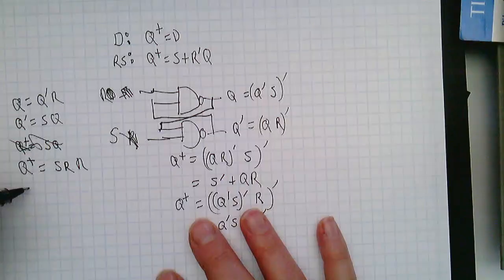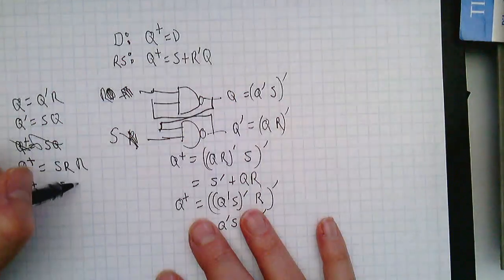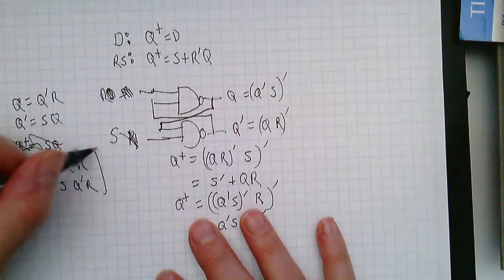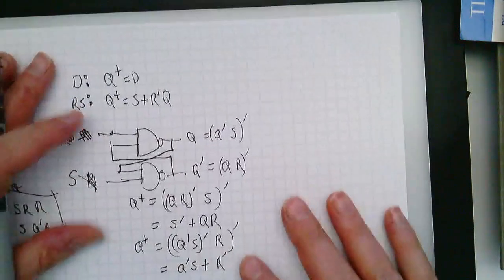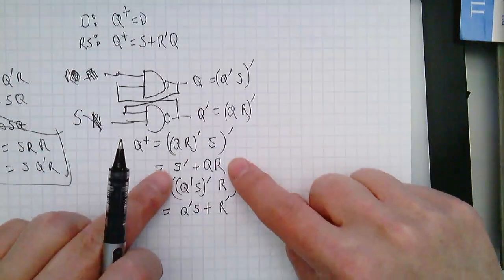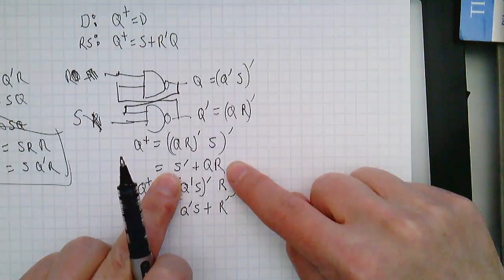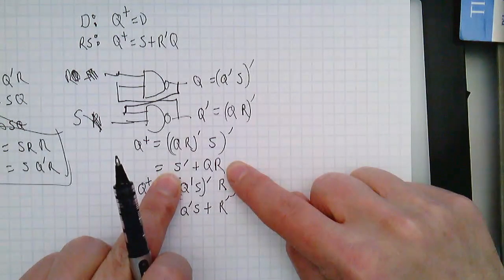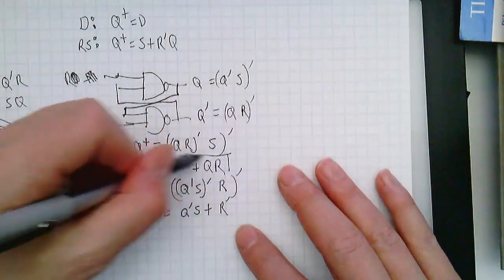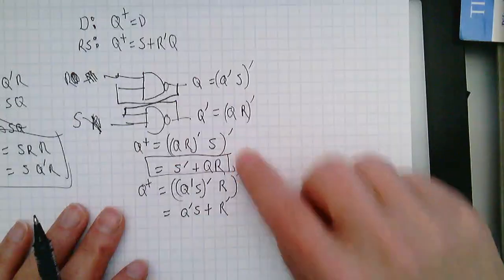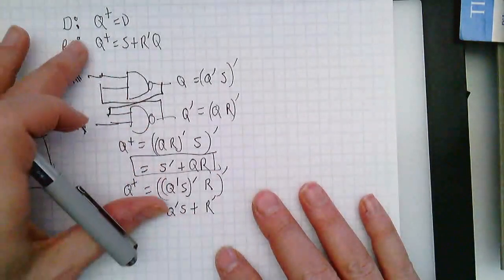Let's go the other way with that one. That's cool, actually. I didn't realize that would happen. Q plus could be equal to S times Q prime R. Yeah, so neither of those seems to work out. So you can get sort of the same thing over in here with a slight difference. The S prime here has been inverted and the R has not. So you can kind of get the present state next state there. It's not exact.